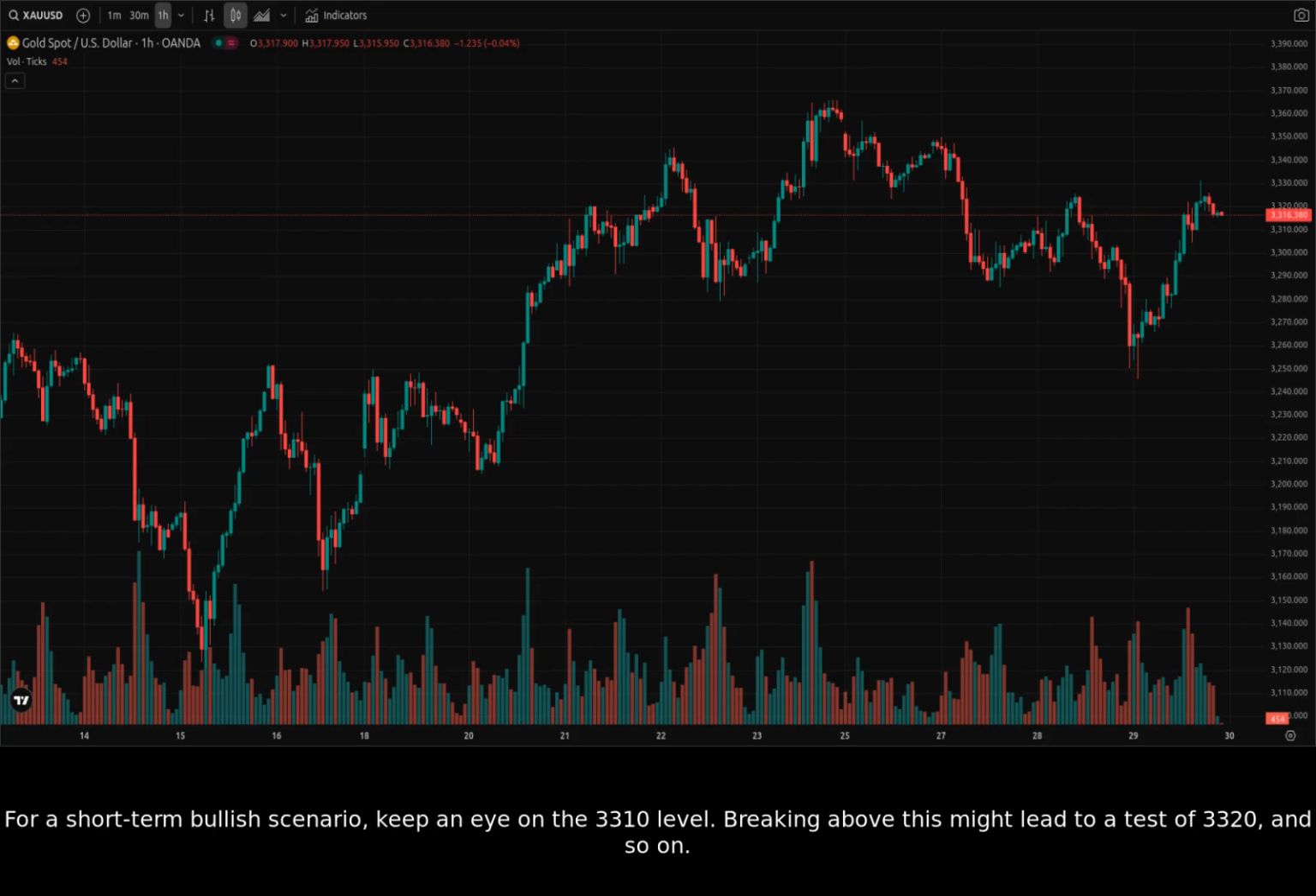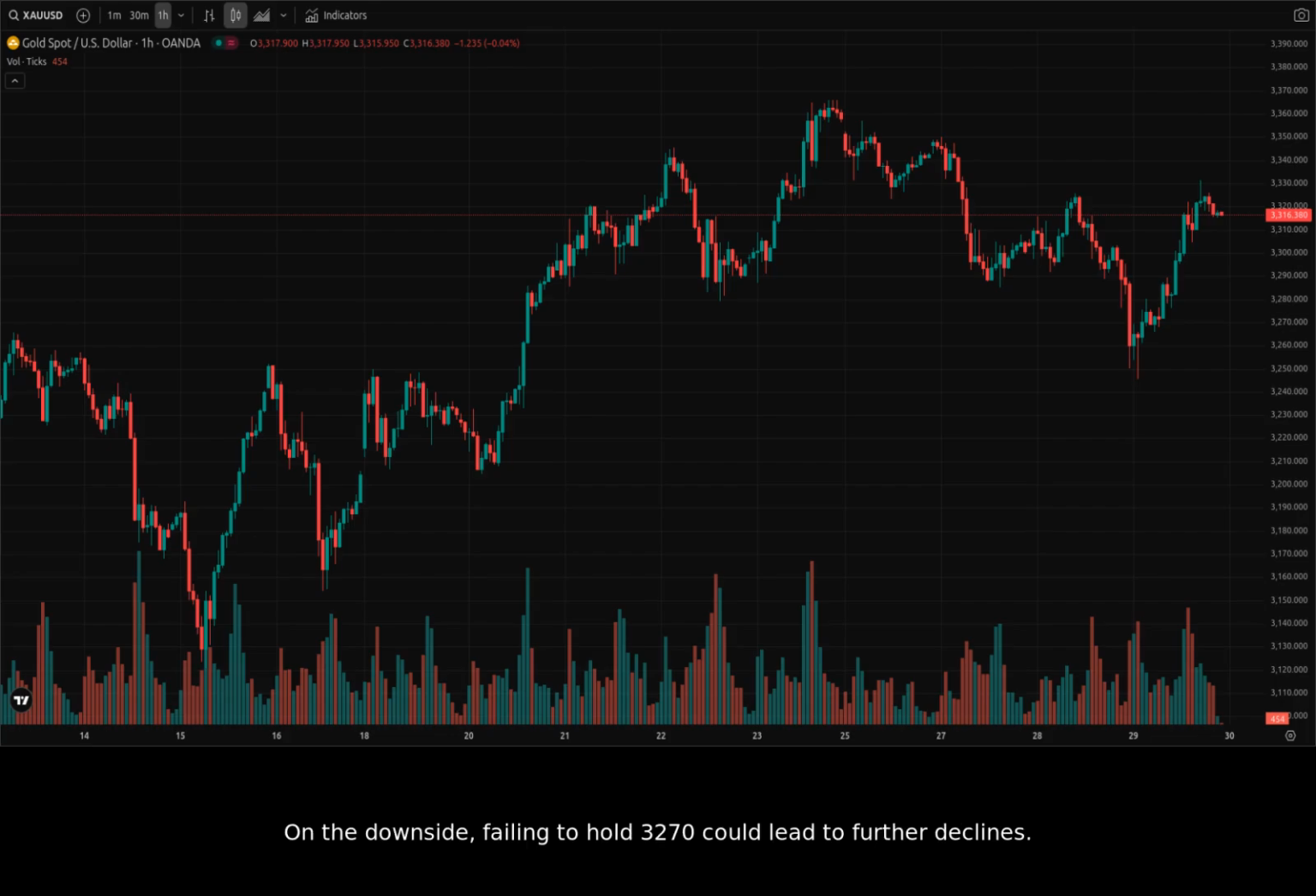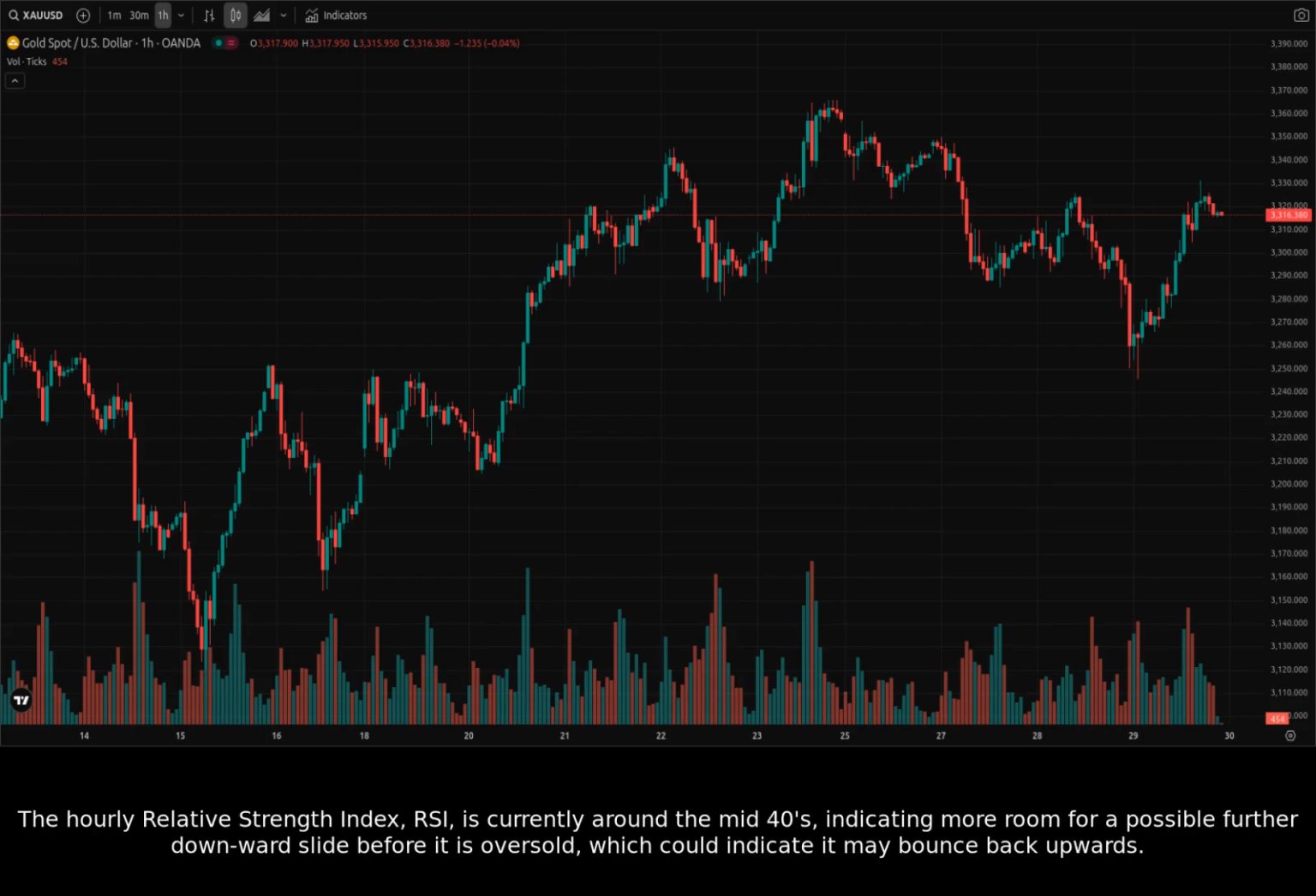For a short-term bullish scenario, keep an eye on the 33.10 level. Breaking above this might lead to a test of 3,320, and so on. On the downside, failing to hold 3,270 could lead to further declines. The Hourly Relative Strength Index, RSI, is currently around the mid-40s, indicating more room for a possible further downward slide before it is oversold, which could indicate it may bounce back upwards.